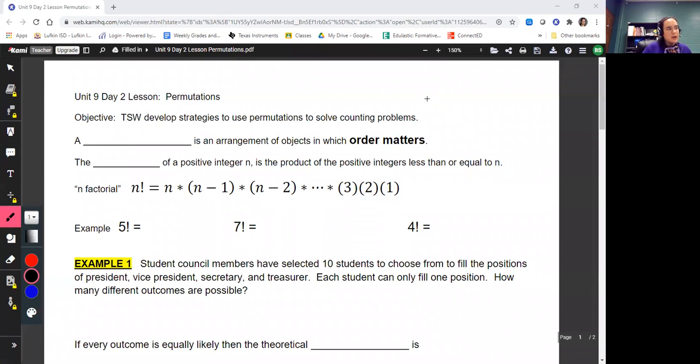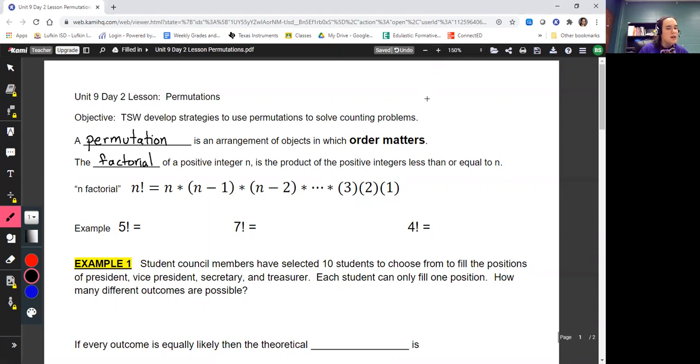Today we are working on permutations. Permutations are arrangements where order matters. And we use factorials to find permutations. So factorial is taking all of the positive integers down to 1 and multiplying them together.